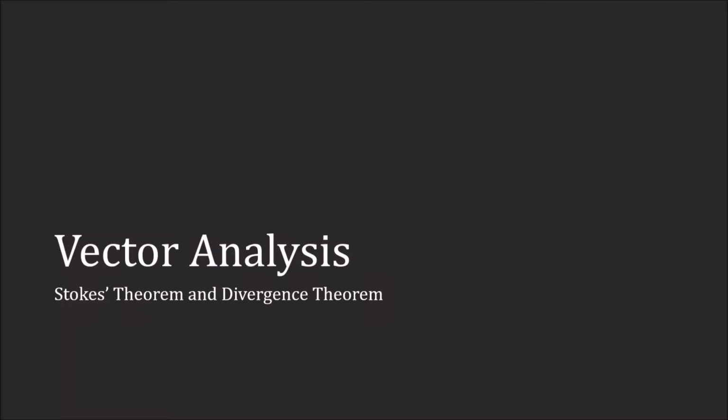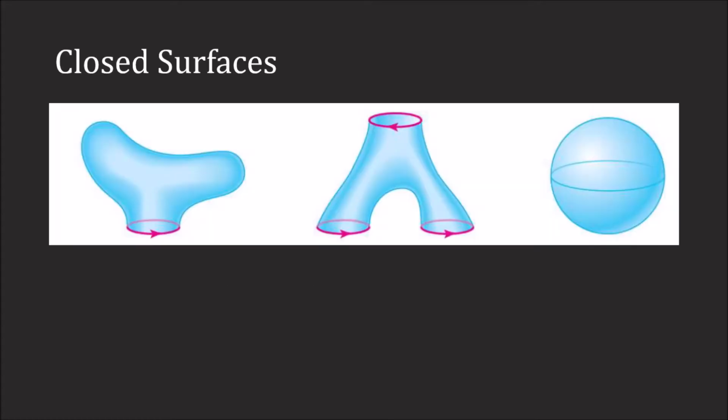In this video, we will look at Stokes' Theorem and Divergence Theorem, which are the final two theorems of vector analysis. Now, if we look here, we have three surfaces.